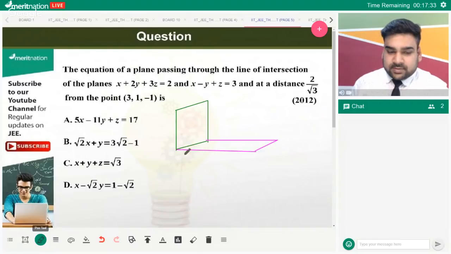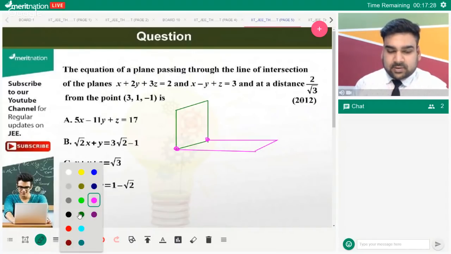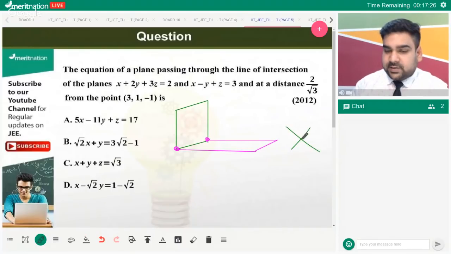Now if you notice, these two planes are intersecting with each other. When two lines intersect with each other, we get a point where the two lines intersect. But when two planes intersect with each other, we get a line of intersection. If I say this is AB, that's called the line of intersection, where the two planes are intersecting with each other. AB is our line of intersection.